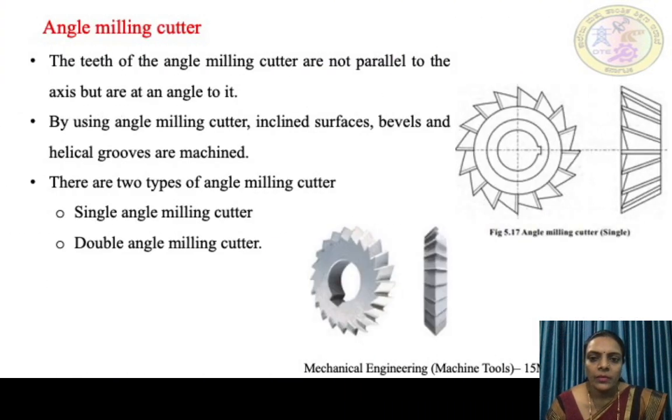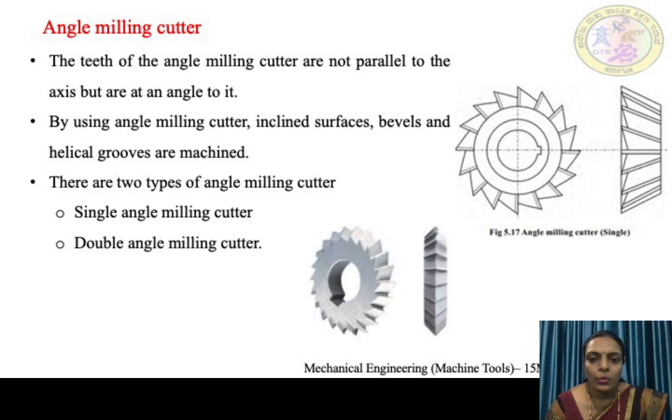Then move on to the angle milling cutter. Angle milling cutters are made as single or double angle cutters and are used to machine angles other than 90 degrees. The teeth of angle milling cutters are not parallel to the axis but are at an angle to it. By using angle milling cutters, inclined surfaces, bevels and helical grooves are machined.